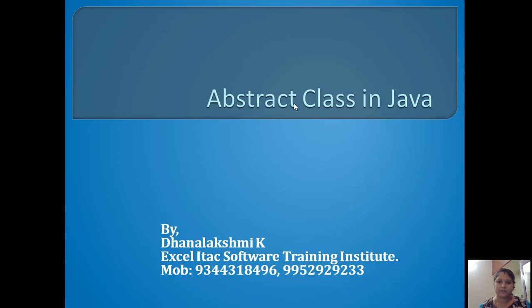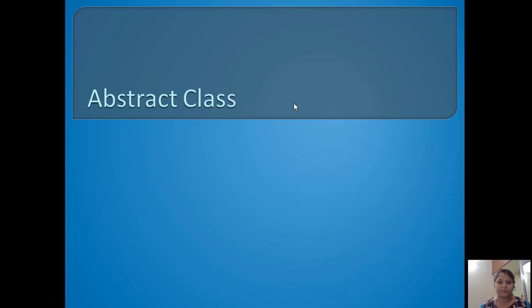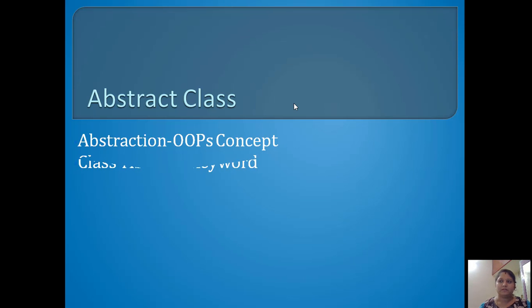So let us get started with the abstract class in Java. Abstraction is one of the OOPS concepts. In total, there are 4 topics in OOPS: polymorphism, inheritance, encapsulation, and finally our abstraction concept. In Java, abstraction can be achieved using the abstract class as well as the interface concept. We are going to see about abstract classes in this tutorial.